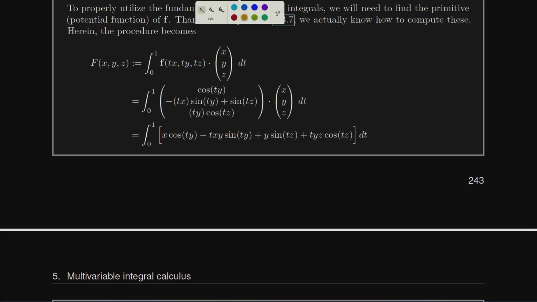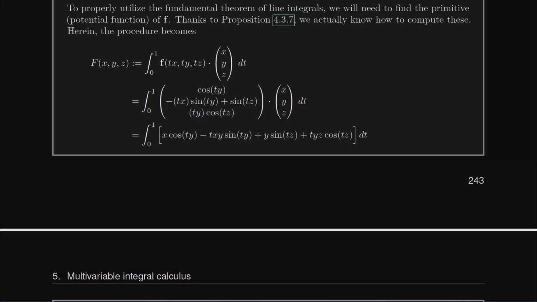What am I going to get here? Well, I'm going to get a cosine ty, because that's the x entry evaluated on ty. I'm going to get negative tx sine ty plus sine tz. That's the y entry evaluated on tx, ty, tz. And then I'm going to get ty cosine tz. That's the z entry evaluated on ty and tz. Then I perform the dot product, and that's going to leave me with an x cosine ty. It's going to leave me with y times negative tx sine ty, as well as a y sine tz. And I'll have a z times ty cosine tz.